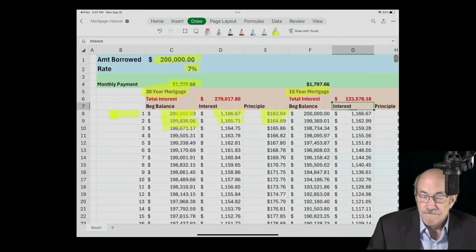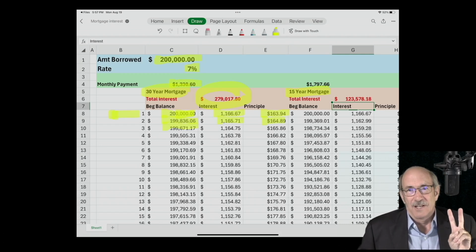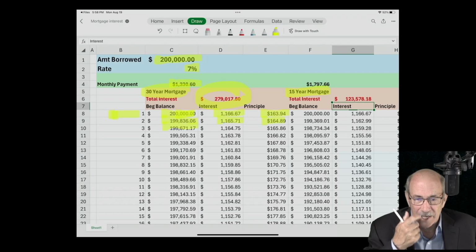Now, the other thing that I've done here is I have added up all of the interest payments, and that comes up to a grand total of almost $280,000. Remember, we only borrowed $200,000, but we have paid it off over 30 years. So the interest is actually considerably higher, 40% above the actual amount borrowed. We only borrowed $200,000, but we paid $280,000 in interest.